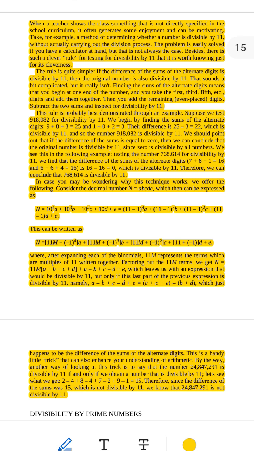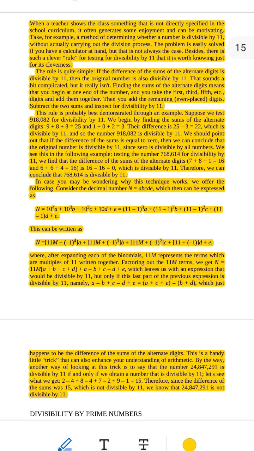Step 2. Why do we need a trick? Sometimes we don't want to actually divide a number by 11 to check if it's divisible. We might not have a calculator, or maybe we want a fast way to know the answer. Step 3. The trick for divisibility by 11. Here's the rule to check if a number is divisible by 11 without dividing.